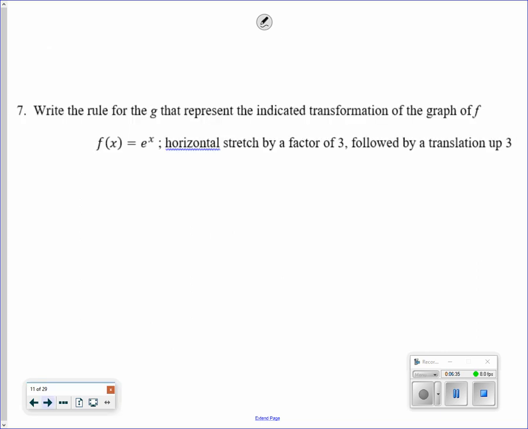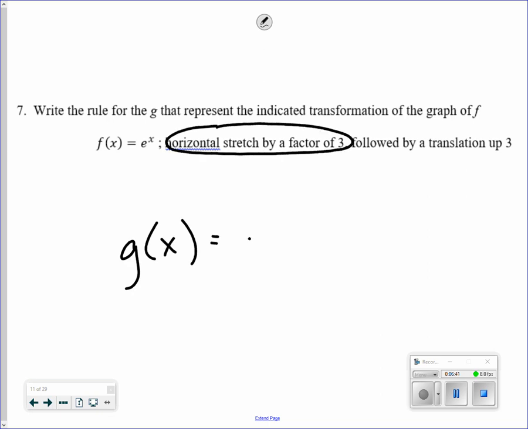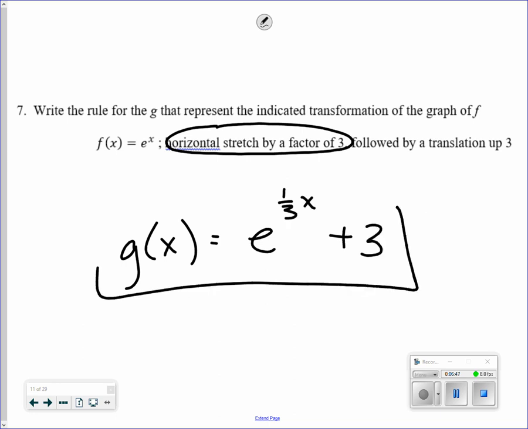Now they want me to write the rule. I want a horizontal stretch by a factor of 3, which means I'm going to replace x with 1/3 x, followed by a translation up 3, which means I'm going to add 3 to the function.